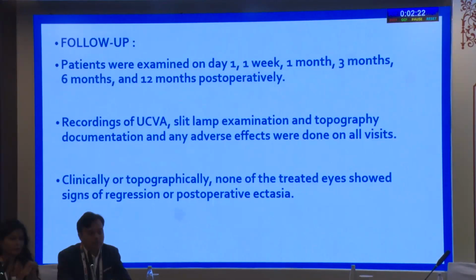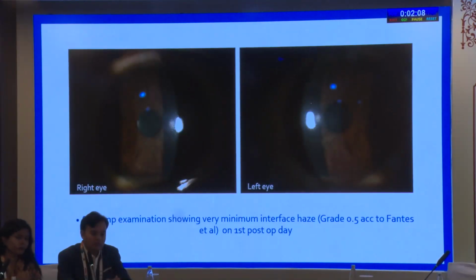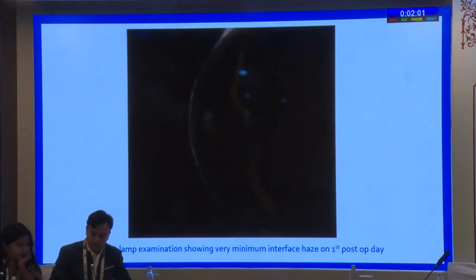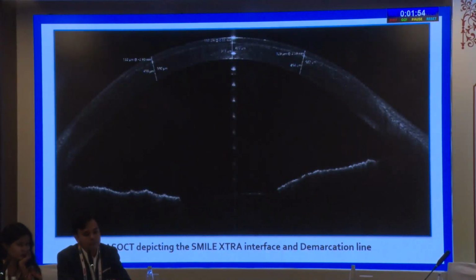The follow-up was done at day 1, week 1, 1 month, 3 months, 6 months and 12 months post-operatively, with recording of uncorrected visual acuity, slit lamp examination and topography. Clinically or topographically, none of the treated eyes showed signs of regression or post-op ectasia. The slit lamp examination showed very minimal interface haze on the first post-operative day, which further reduced on the consecutive follow-ups. This is the slit beam. This is the ASOCT depicting the Smile Extra interface and the demarcation line as well.